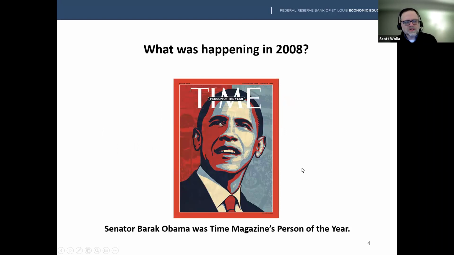To do so, we're going to take a trip back in time. We're going to go back to the year 2008. If you remember 2008, Senator Barack Obama was Time Magazine's Person of the Year. He was running for the office of President of the United States. His running mate, the vice presidential running mate, was a guy named Joe Biden. And we know how that election played out, and the succeeding elections. So if you think back to that point in time, it was a long time ago.